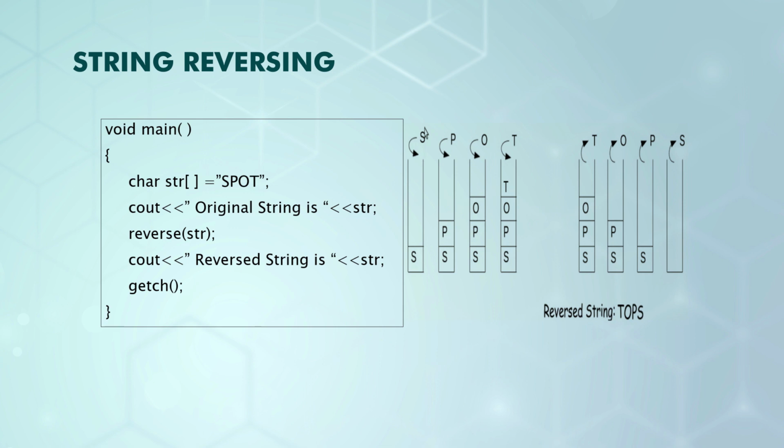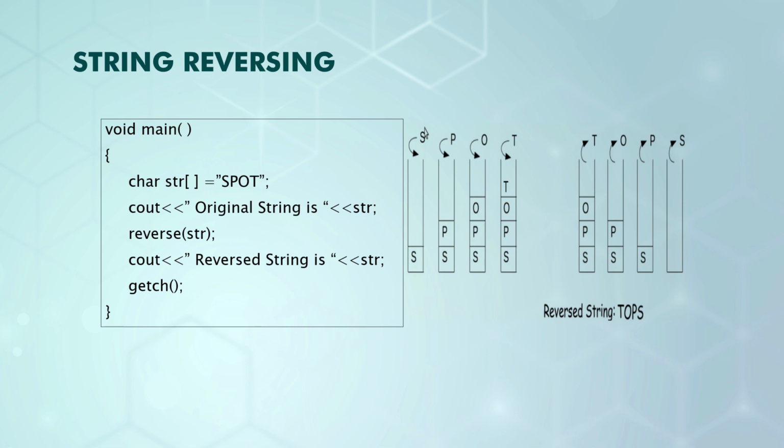For that, we will go on popping out the top element from the stack, that is the topmost character will be popped out and will be printed to the string. One by one, the top element from the stack will be popped out and will be assigned to the string until the stack is empty. For example, let us take a string SPOT.